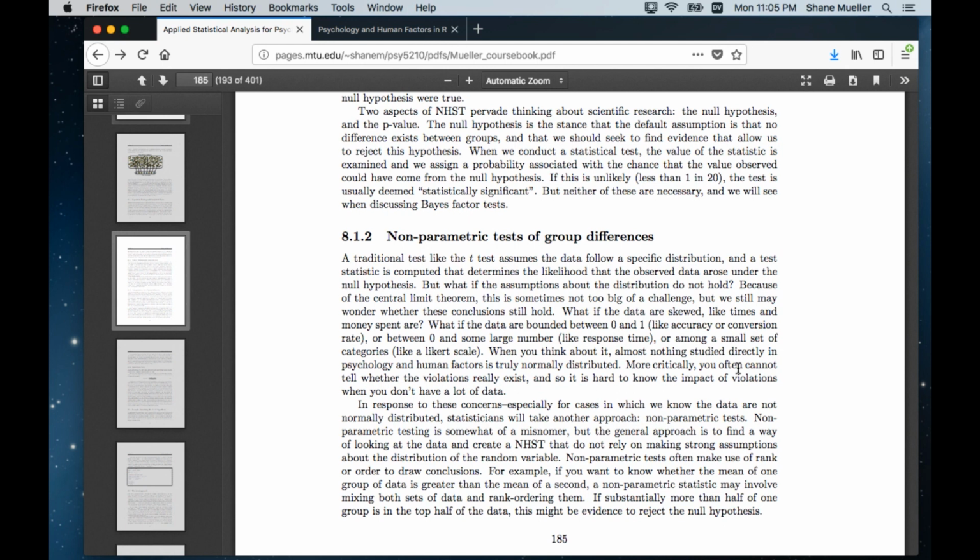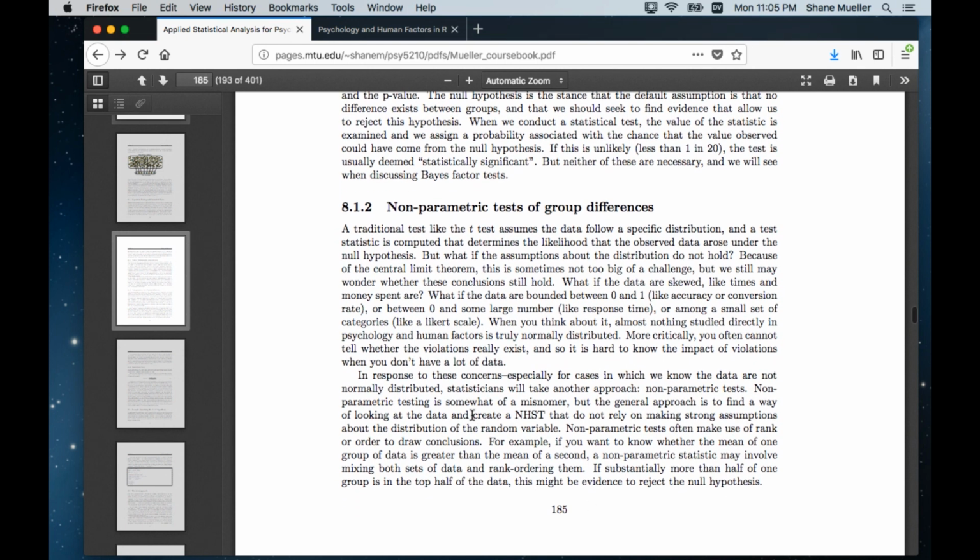If you have relatively small numbers of observations, something that's highly skewed could, for example, really inflate your estimate of standard deviation, and you might not have a really great estimate of standard deviation to form a test. So non-parametric tests are, in general, also null hypothesis statistical tests. You're doing the same approach, but you're relaxing the assumption that you know what the distribution is.